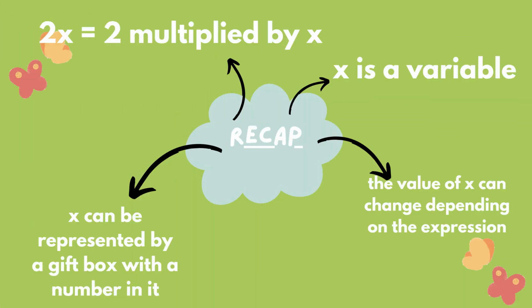Let's recap on what we've learned in the video. We know that 2x is equal to 2 multiplied by x. X is a variable. X can be represented by a gift box with a number in it. The value of x can change depending on the expression.